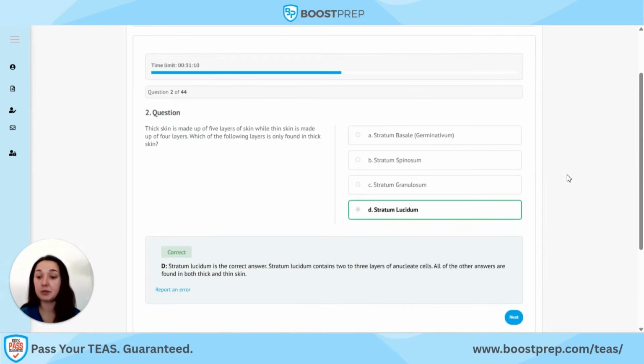The answer is D. Stratum lucidum. Stratum lucidum contains 2 to 3 layers of anucleate cells and is only found in thick skin. All the other answers are found in both thick and thin skin.